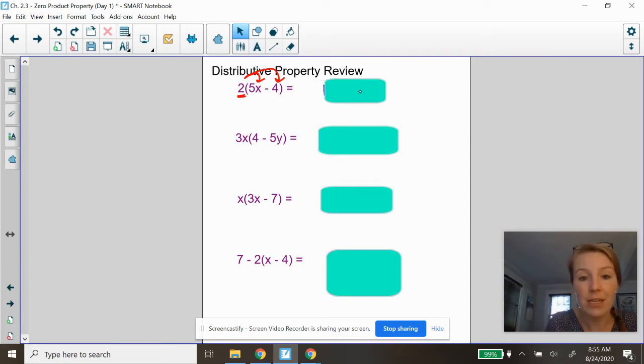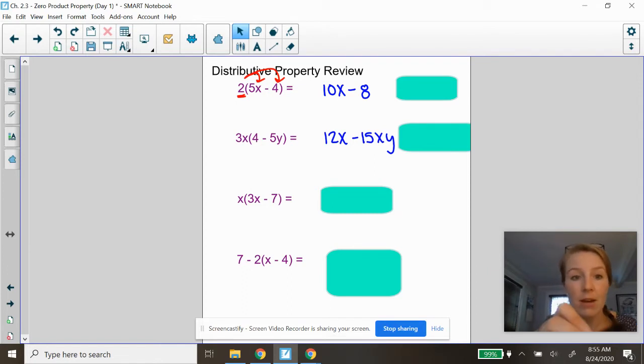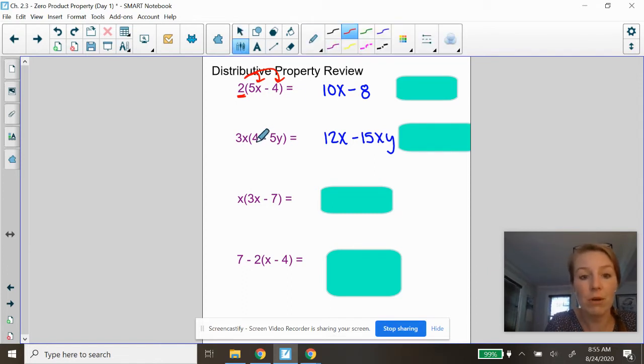So the first answer here is going to be 10x minus 8 because 2 times 5x is 10x and 2 times negative 4 is negative 8. The next one should feel really similar, 12x minus 15xy. The difference here is that remember when you multiply two variables like we're doing here, you're going to have both included in your answer, so 15xy.